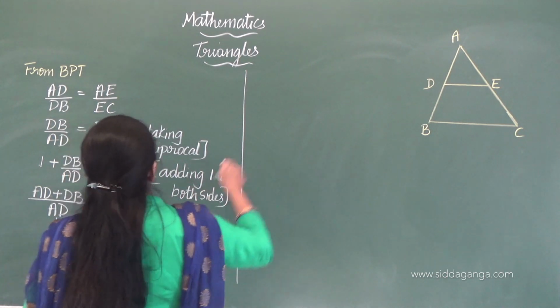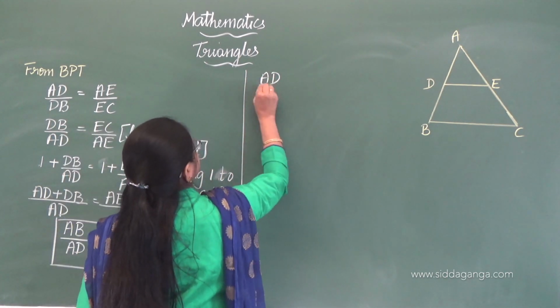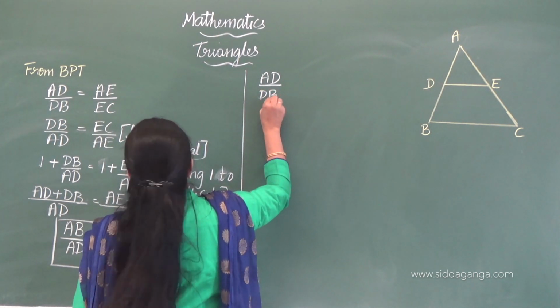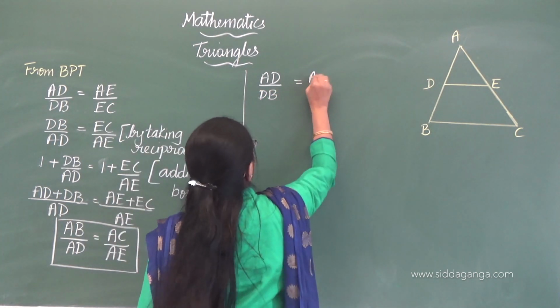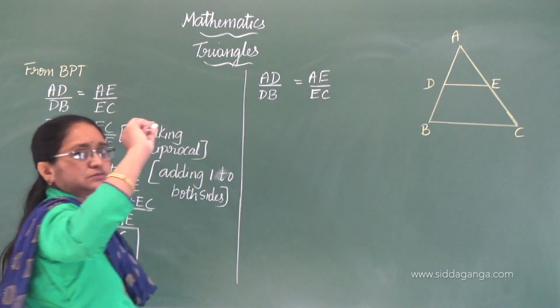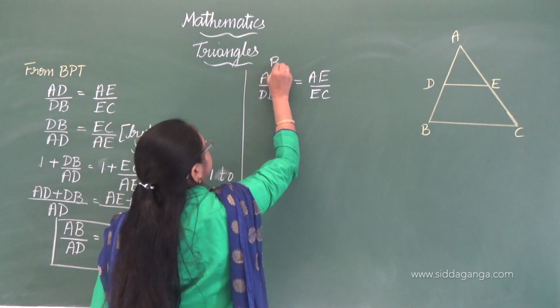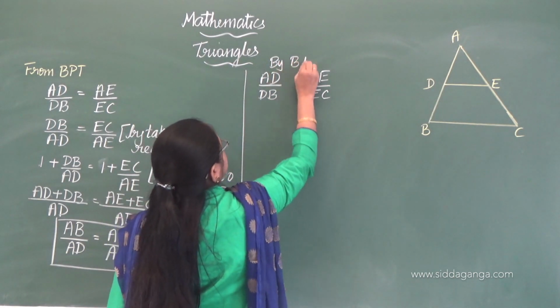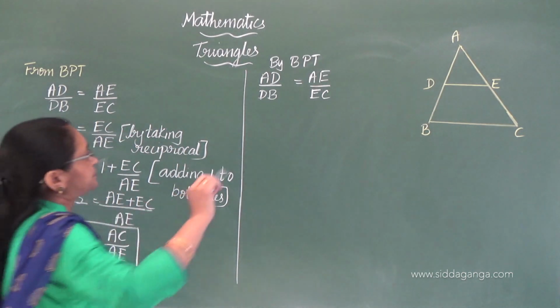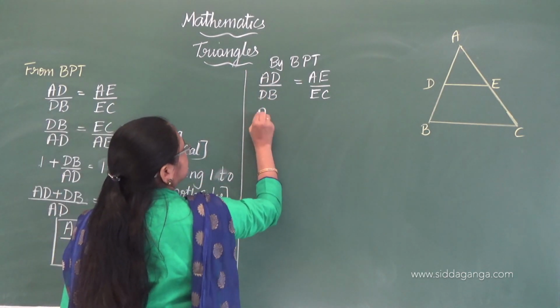Another one, see, I'll use this only, by BPT, AD by DB is equal to AE by EC. Now we know this by BPT, that is basic proportionality theorem or Thales theorem. Now I am going to add 1 to both the sides.